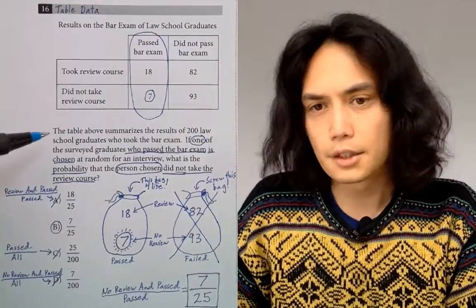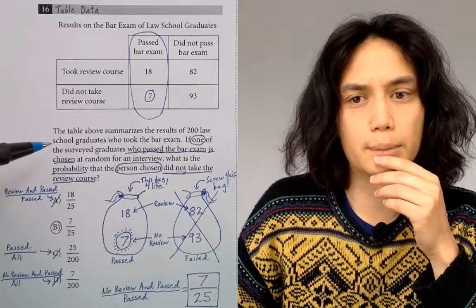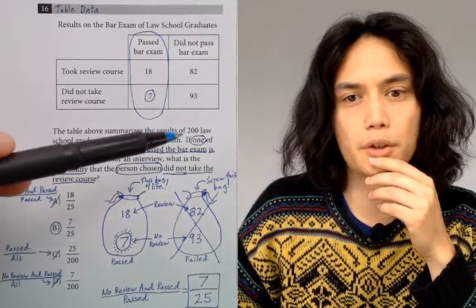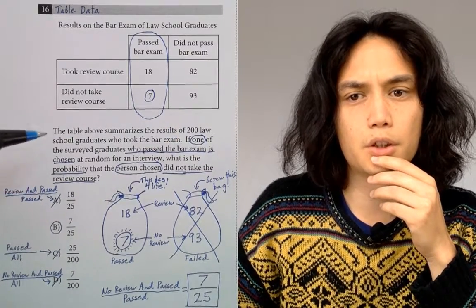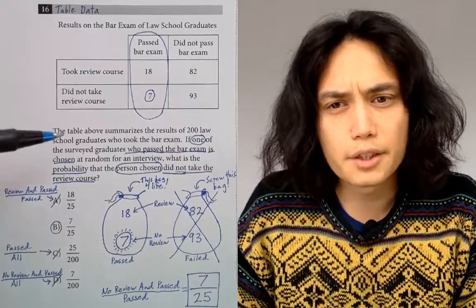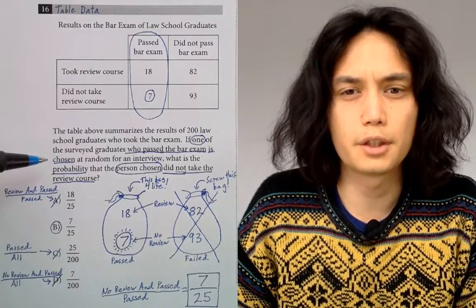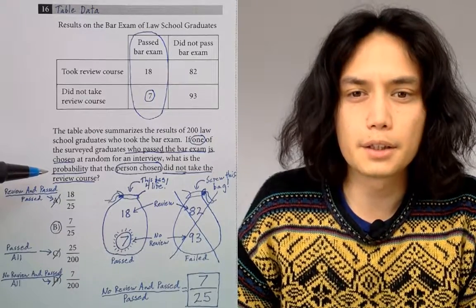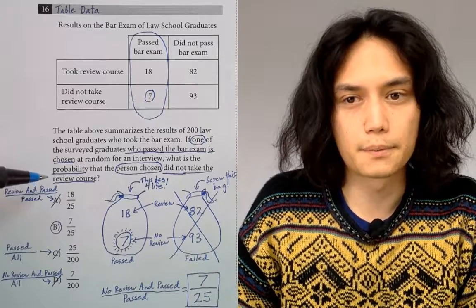Okay. The table above summarizes the results of 200 law school graduates who took the bar exam. Oh, this we knew, except maybe this 200 number is new to us. This is 200 people. This is the total number of people who took the exam. Okay. If one of the surveyed graduates who passed the bar exam is chosen at random for an interview, what is the probability that the person chosen did not take the review course?